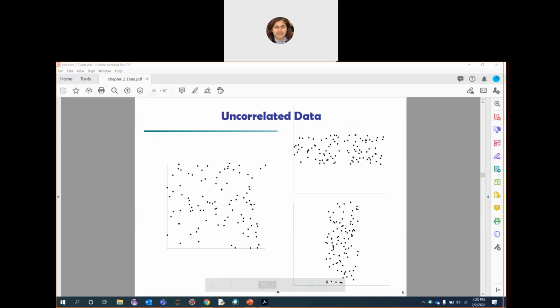Then see in this type of pattern, in all of the three cases, there is actually no correlation relationship between the two attributes. You cannot say that anything is positively correlated or negatively correlated based on the xy axis values.